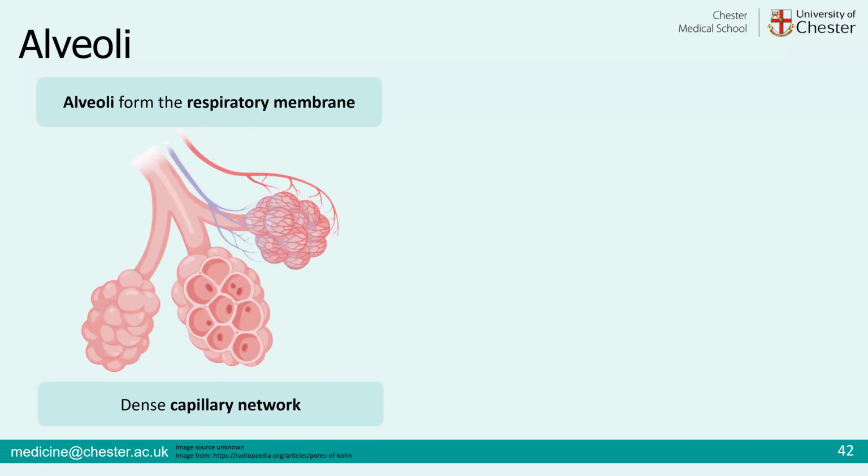So our alveoli are forming the respiratory membrane. We've got this dense capillary network surrounding them in the interalveolar septa, in the connective tissue, to make sure there is really good contact between the air coming in and the blood vessels, for the oxygen to move into the blood and the carbon dioxide to leave the blood.